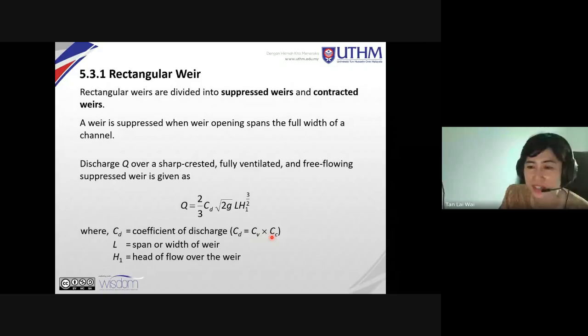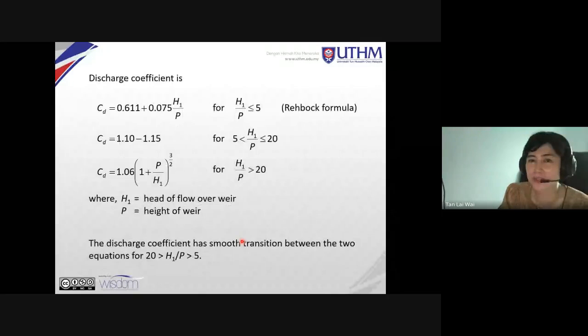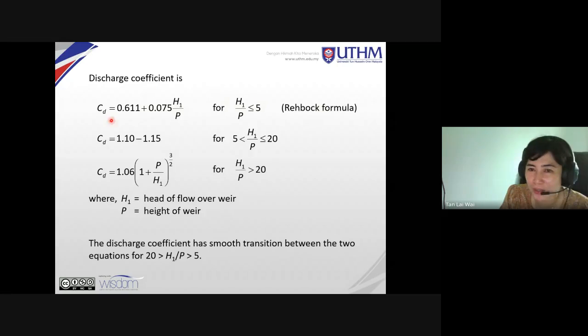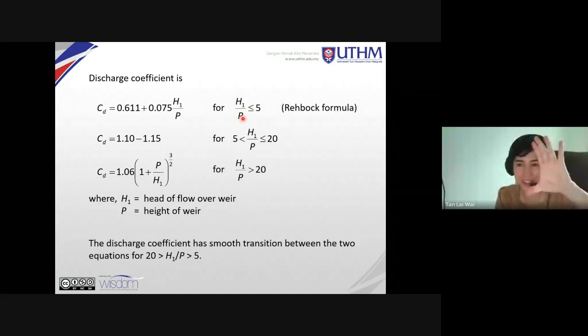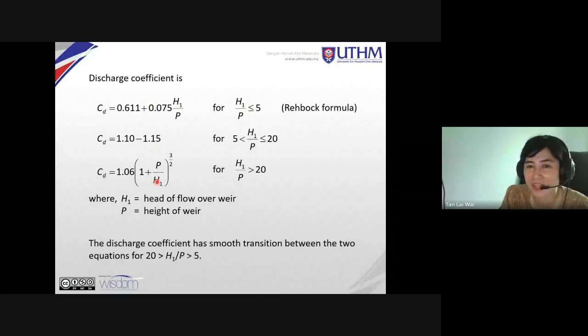Coefficient of velocity and contraction. You could actually find CD. If the question asks you to use the Rehbock formula, then you can use this formula. Depending on which set of formula you want to use, you need to find the ratio of H1 over P. H1 is the depth of water above the weir, and P is the height of the weir. So check which is related, and then you could use whichever.